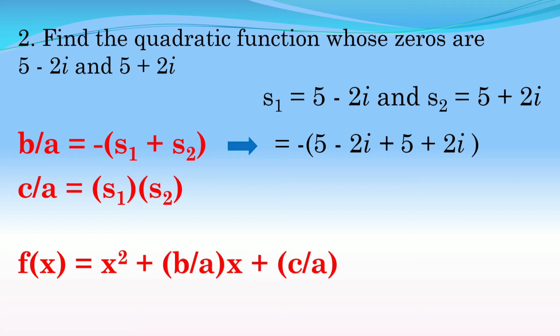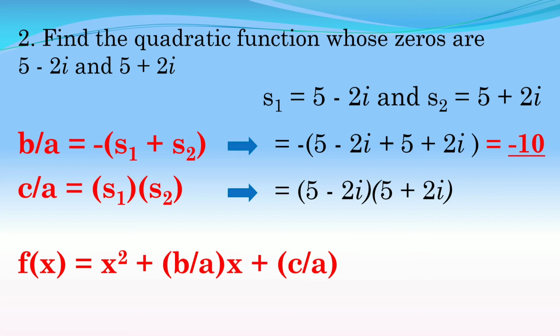So, negative 2i plus 2i is automatic 0 na. So, 5 plus 5 is equals to 10 times negative is equals to negative 10. And then, para sa ating c over a, i-multiply lang natin si 5 minus 2i tsaka si 5 plus 2i. So, dahil sum and difference of two terms po ito, i-multiply lang natin yung first term tsaka yung last term. So, 5 times 5 is equals to 25 and negative 2i times 2i is negative 4i squared. At yung i squared po ay equal sa negative 1. So, negative 4 times negative 1 is positive 4. So, we have 25 plus 4. And 25 plus 4 is equals to 29.